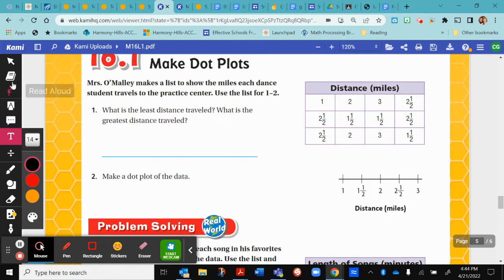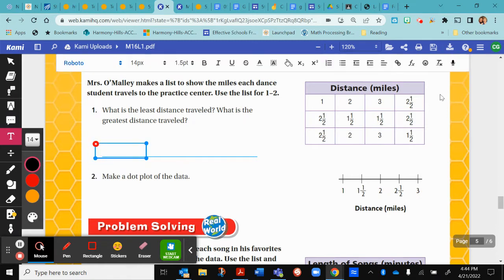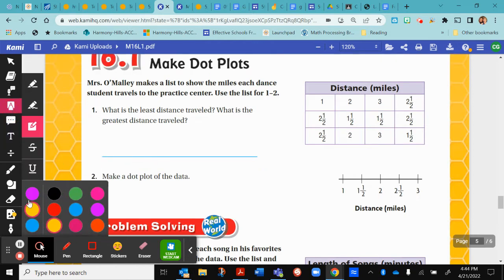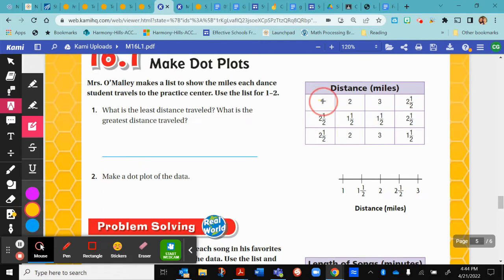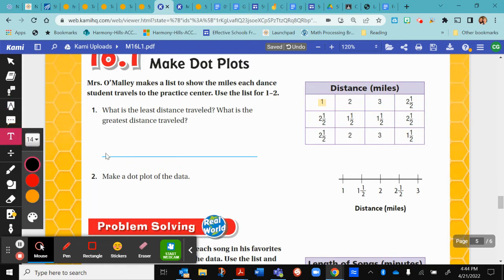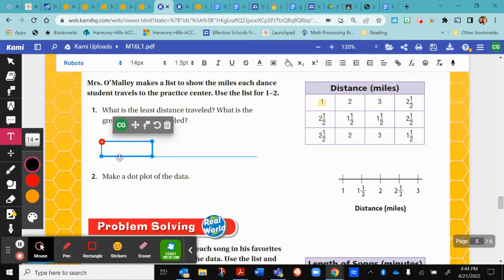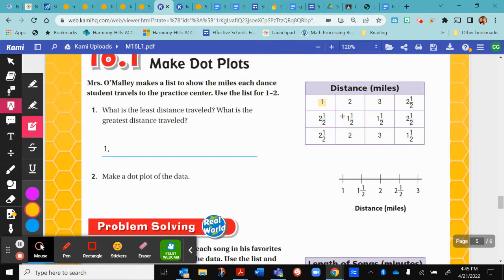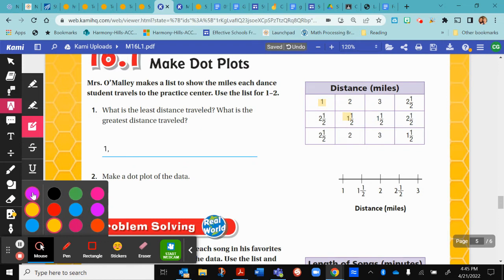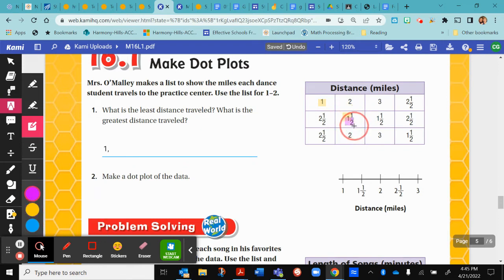Some of the classes we were able to do it, I think all of them, but I'm not sure. Okay, so because I have the ability to highlight, I'm going to highlight the ones. I have 1, 1, and I'm going to type that out: 1, comma. Now I'm going to go to the next one. Remember, I'm going to list it from smallest to largest, least to greatest. The next one, I'm going to mark that one up, is 1 1/2. I'm going to switch the colors so that we can see that we've gotten all of them.